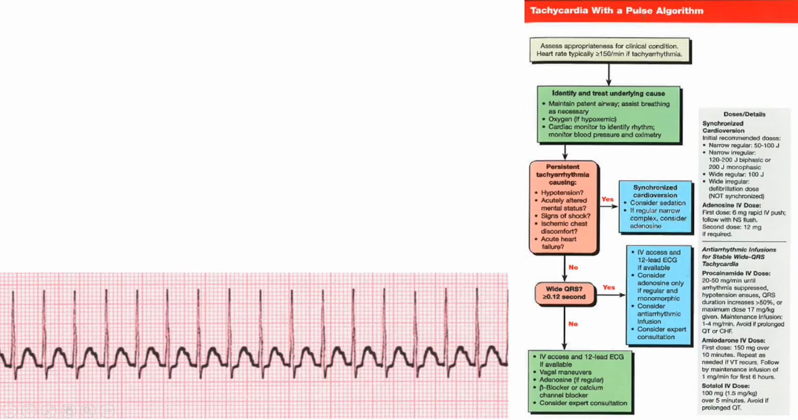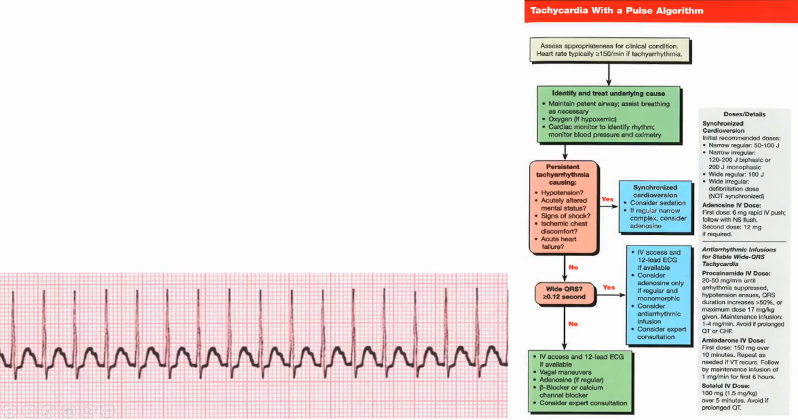Which is odd because this probably depends on their weight here. So this would actually be a ton, because I think 70 kilograms is a normal person. So 70 times 17, that's a lot. Maintenance infusion, 1 to 4 milligrams per minute. So you might just give them a little bit, and avoid prolonged QT or CHF. Okay, congestive heart failure or QT. So QT is, right here is what they call QRS, and I think QT is the space after that or something. Maybe it's from here to here.